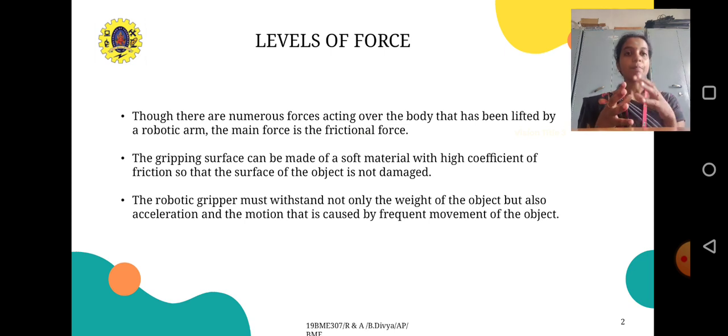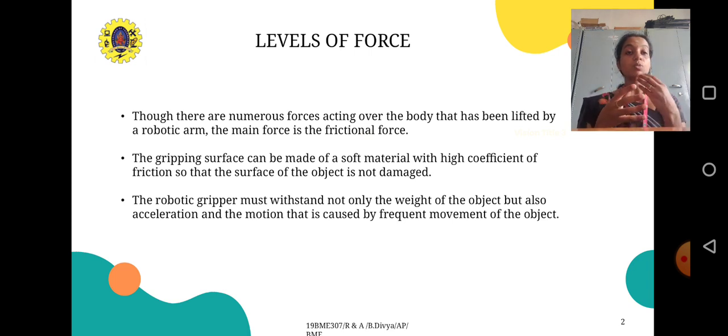The gripping surface can be made of soft materials with high coefficients of friction so that the surface of the object is not damaged. As I told you already, while gripping the object, the surface should not be damaged, the placing surface should not be damaged, and also the object should not get damaged. According to that, the grippers will be manufactured.